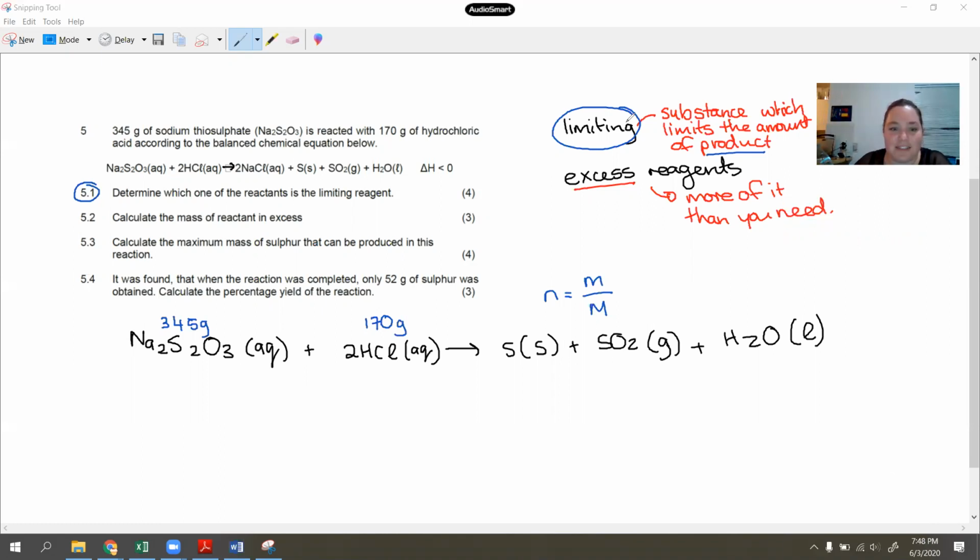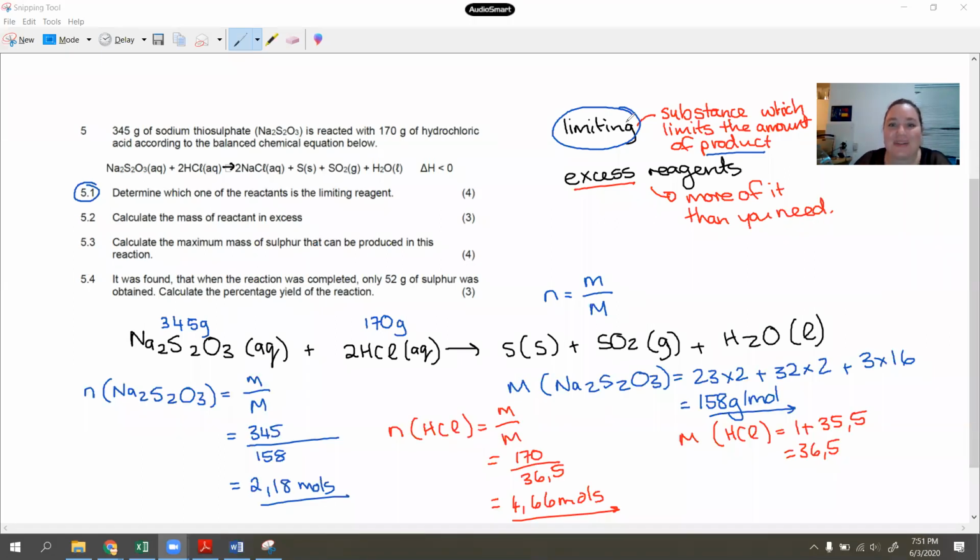All right, so that was it. So if I look here, I get that the number of moles of sodium thiosulfate is 2.18 moles, and the number of moles of hydrochloric acid was 4.66 moles. Does anyone disagree? So I've got my molar masses worked out down the side here. Okay, and then I've followed through with my formulas over there.